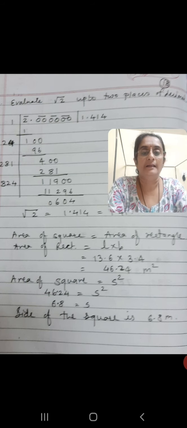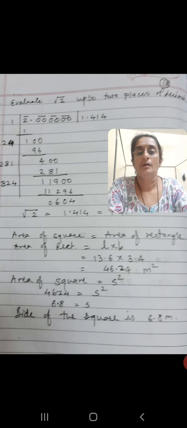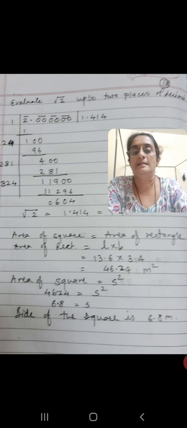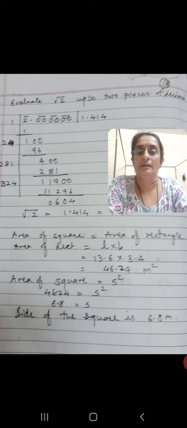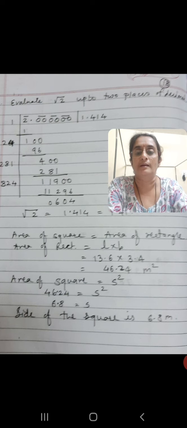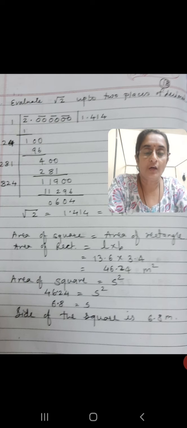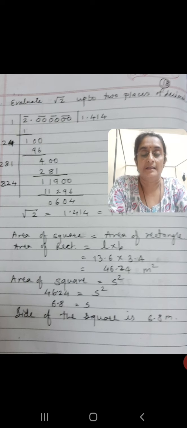Next step, take the next group of numbers, that is 0, 0. And we have 1, 4, 1 on the right hand side. On the left hand side we have to take 1, 8, 2, 8, 2. Now we have 11900. Then divide it, take some number which gives a multiplication below this number. So I have tried 4, that gives 11296.